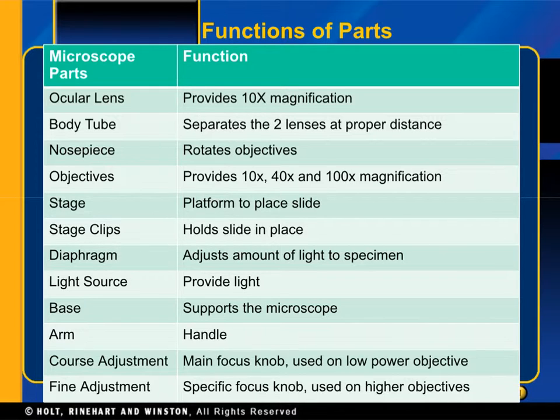The base supports the microscope, and it's one of the pieces that you use to hold and carry the microscope with. The next part is the arm. The arm is the handle for when you are carrying the microscope. All right, and then the last 2 microscope parts are the adjustment knobs. The coarse adjustment knob is the bigger knob, and that is the main focus knob that you will use first. So that focus knob you would be using on a low power objective. And then lastly is the fine adjustment knob. It is a smaller knob, and that is for specific focus. You would only use the fine adjustment knob on a higher power.